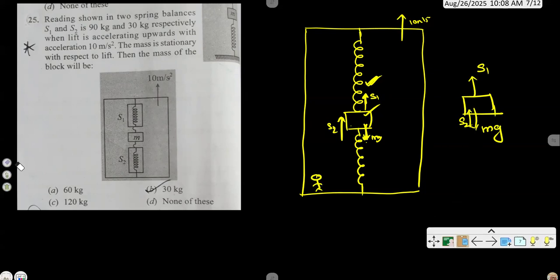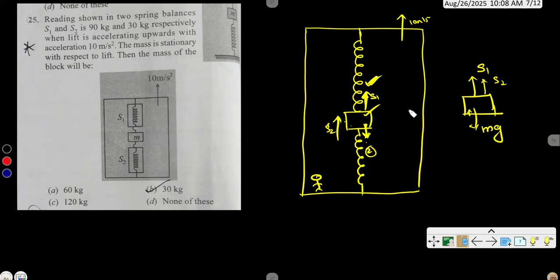There is nothing simple here. See, this mg is the weight that wants to pull this block downwards. So the block is moving downwards. If the block is moving downwards, what will happen? The second spring will get compressed. The first spring will get expanded. As the first spring is expanded, spring force is acting upwards. As the second spring is compressed, the spring force is again acting upwards. So S1 and S2 both are acting in upward direction.